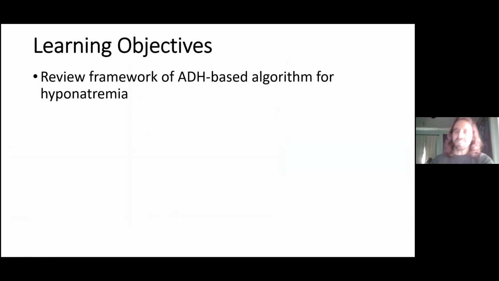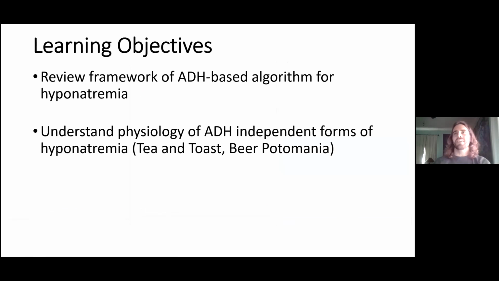So learning objectives: we're going to review an ADH-based algorithm for hyponatremia. A lot of this is what's classically taught here at UW, so this may be review, but it's good to go over at the start. Then we're going to spend a little more time on what I term the ADH-independent forms of hyponatremia, classic forms where ADH, antidiuretic hormone, is not activated, both because it has really interesting physiology that helps us understand what's going on overall, and because these patients are high risk for overcorrection. It's really important for us to recognize this.